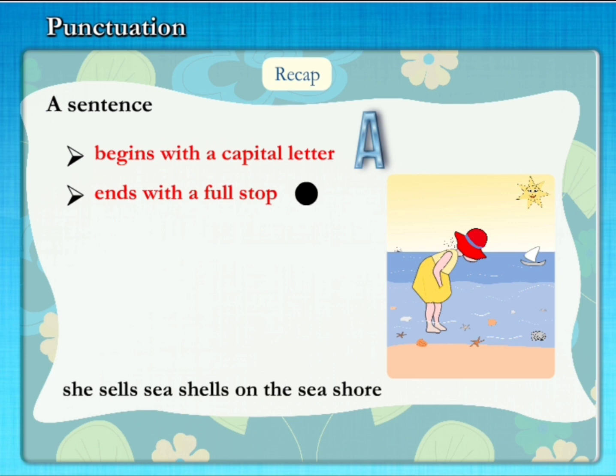We should begin a sentence with a capital letter. So the word she should have a capital S to show the beginning of a sentence. We now put a full stop after the word shore. This tells us where the sentence ends. Now, this sentence is complete and easy to understand.